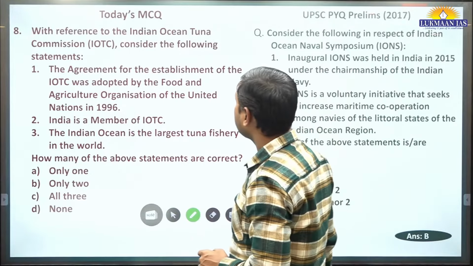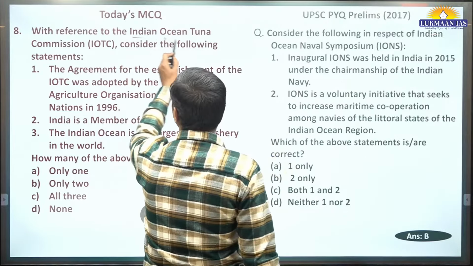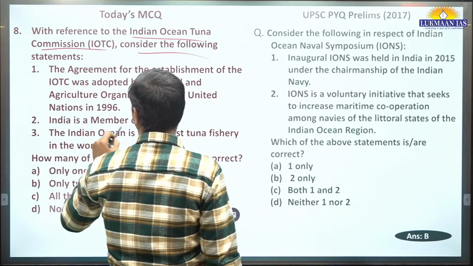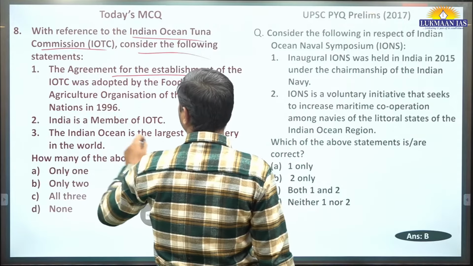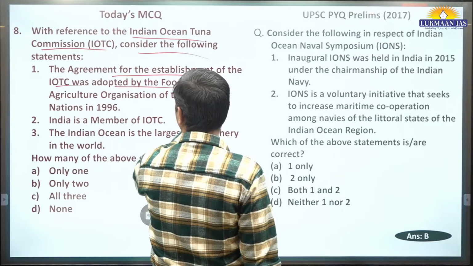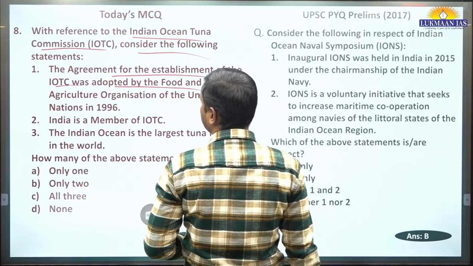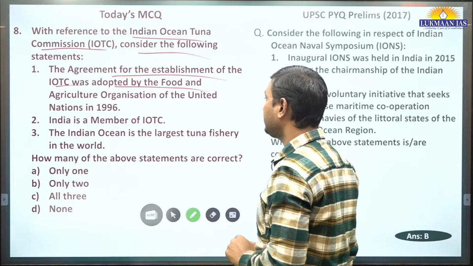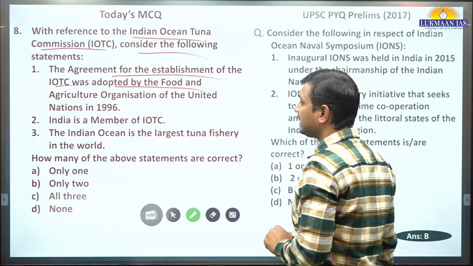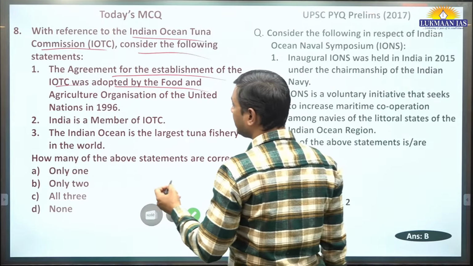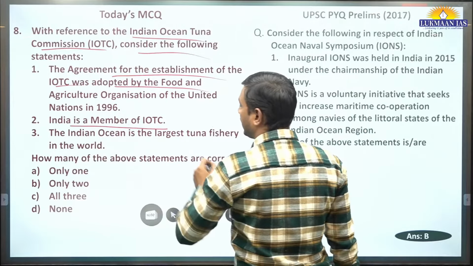Now with reference to the Indian Ocean Tuna Commission, tuna basically being a kind of fish, consider the following statements. The agreement for the establishment of the IOTC was adopted by the Food and Agriculture Organization of the United Nations in 1996. So basically this statement is incorrect. India is a member of IOTC.